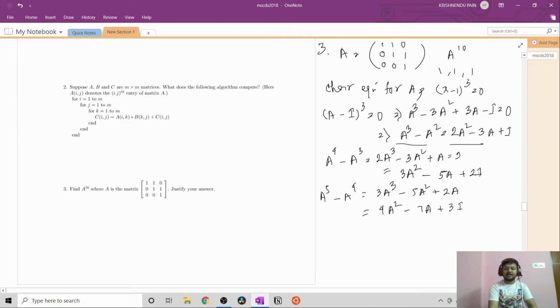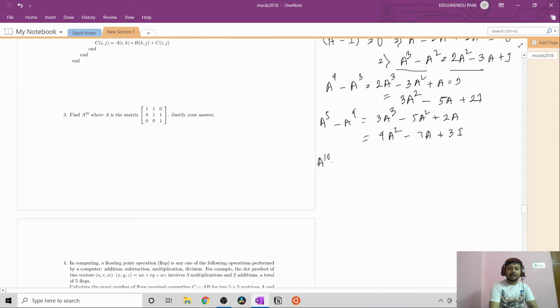So you can see there is a pattern, like the coefficient of A square is increasing by 1, 2, 3, 4. The coefficient of A is increasing by minus 2, minus 3, minus 5, minus 7, and the coefficient of I is increasing by 1, 1, 2, 3. So with this trend we can conclude that A to the power 10 minus A to the power 9 is equal to 9A square minus 17A plus 8I.